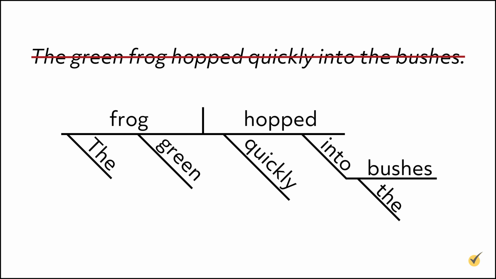are on diagonal lines. Nouns and verbs will always be on a horizontal line, and modifiers will always be on a diagonal line. Now, let's look at a more complicated example that includes both a direct and indirect object. Jack thoughtfully gave Anna delicious cookies at the party.